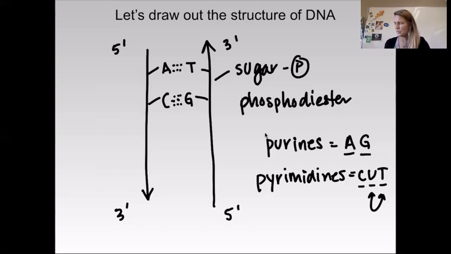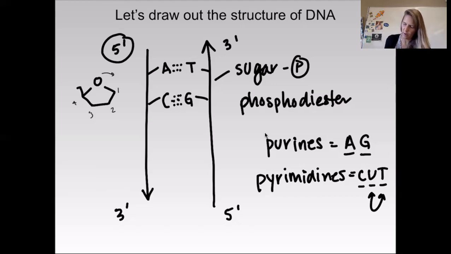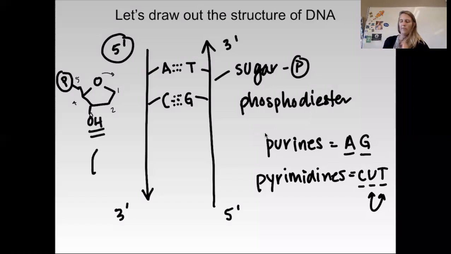Okay, and remember what this 5' means, right? It has to do with which carbon we are dealing with. So remember, we go clockwise from the O, 1, 2, 3, 4, 5'. If we're talking about the 5' end, we are talking about a phosphate up there. If we are talking about the 3' end, we would have an OH. And remember that OH is absolutely critical for the addition of new nucleotides.